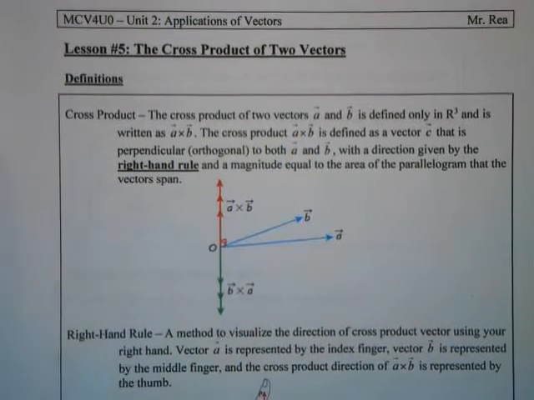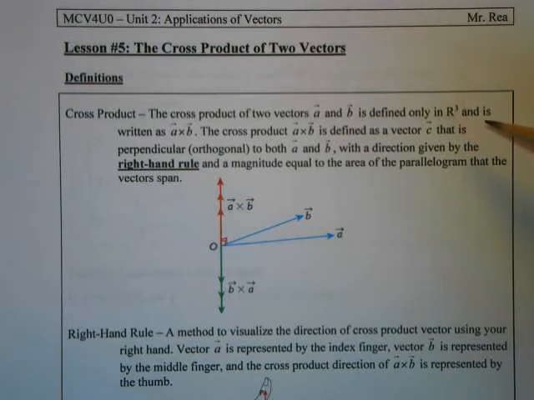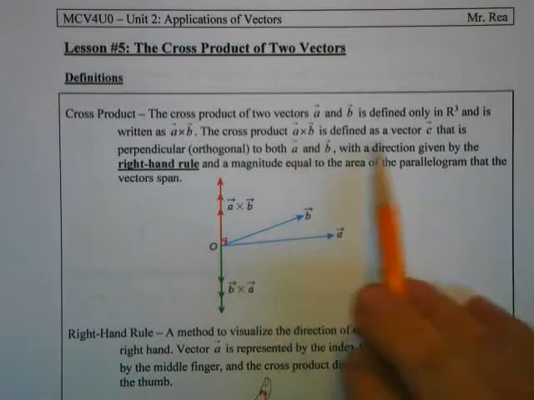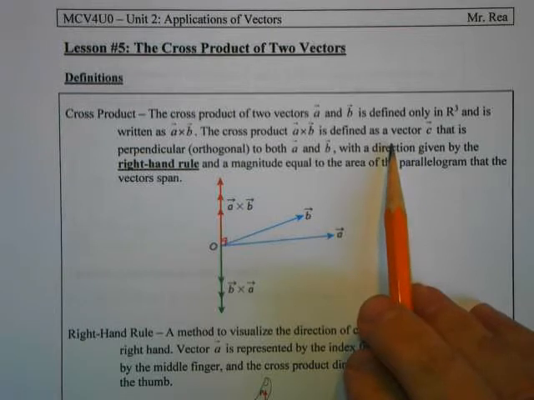Now, a couple of important things that are different about the cross product compared to the dot product. The first thing is that the cross product is only used in R3. You have to have a three-dimensional representation of the vectors, and the other thing about the cross product is the result is a vector, whereas the result of a dot product was just a scalar, just a number.